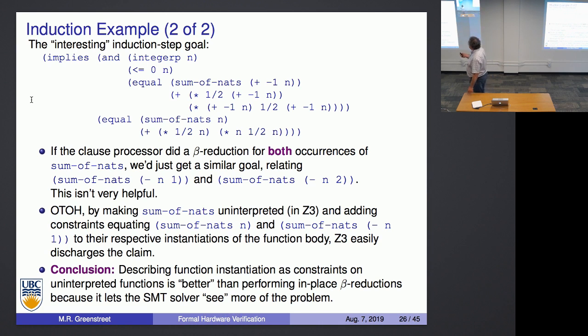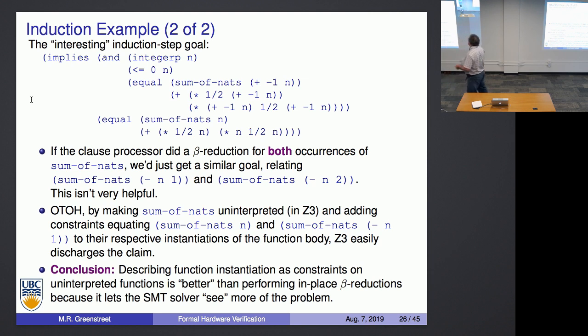The interesting part is that ACL2 will look at this and attempt to prove that goal by rewriting, and it will figure out that it can't, and it'll say perhaps I can use induction. Sum of nats is a recursive function, so there's a corresponding induction scheme. It sets up the induction, and out comes this. Now, what would happen if I did beta reduction on these two? Notice that this is a formula relating sum of nats of n to sum of nats of n minus 1. If I did a beta reduction, I would get a formula that would relate sum of nats of n minus 1 to sum of nats of n minus 2. Equally useless.